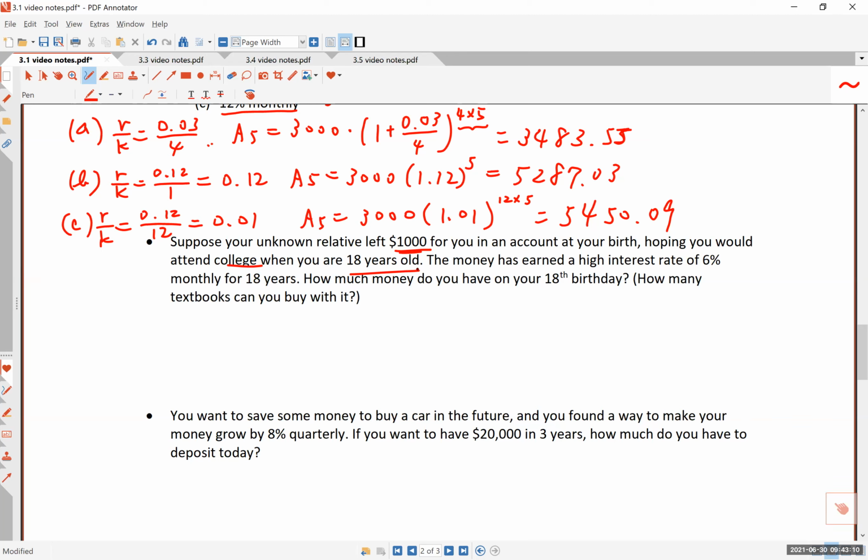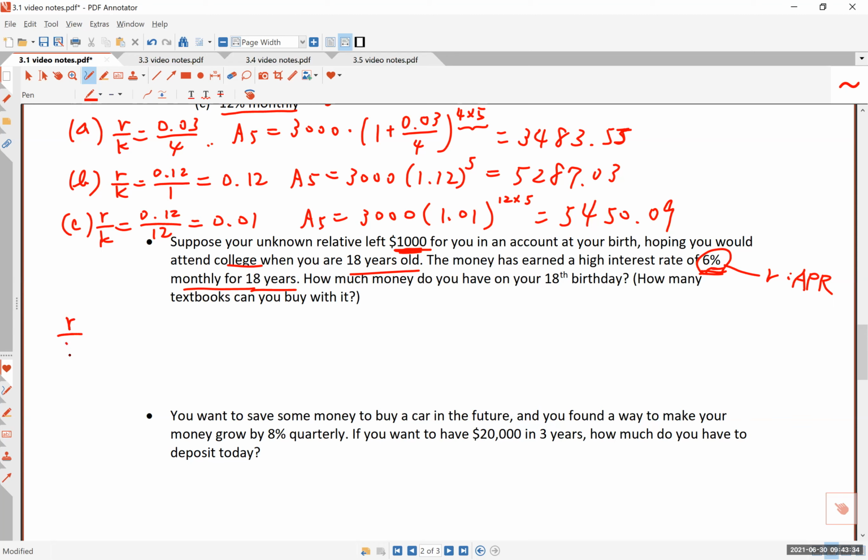This is the assumption. The money has earned a high interest rate of 6% monthly for 18 years. So the $1,000 was deposited at your birth. It's been accumulating interest, earning interest at 6% every month for 18 years. And of course, this means 0.5% every month. This is the APR, right? And so you would have to divide.